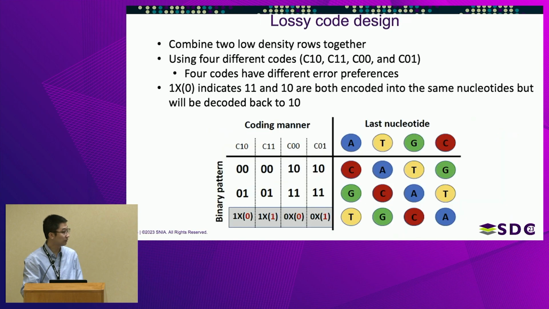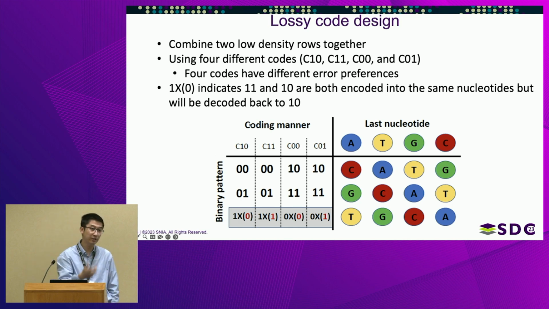So what does it look like here? We combine the low density areas into one row. Then we have 4 types of encoding schemes, but all of them can encode 2 bits into one nucleotide. So based on this encoding scheme, we can achieve 2 bits per nucleotide all the time. But it may introduce some other issues because there's no free lunch.